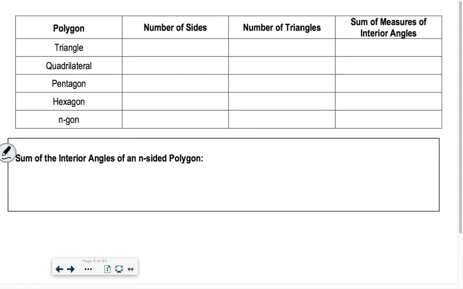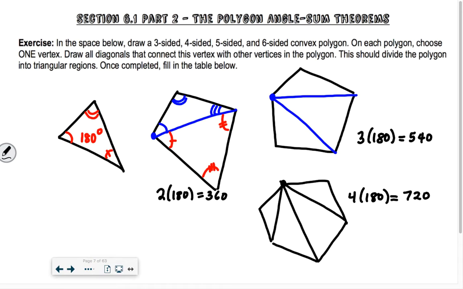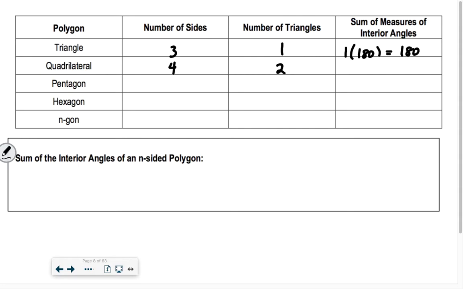Okay, so if I have a triangle, how many sides did we have? We had 3 sides. How many triangles did we have when we connected the vertices? Just 1, right? So we had 1 times 180, which was 180. For a quadrilateral, we had 4 sides. How many triangles did we have? Look at our quadrilateral. We had 2 triangles, right? So we have 2 times 180, which is 360, right? So what's the pattern?